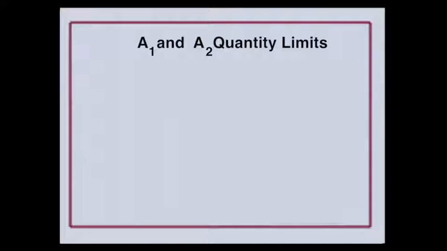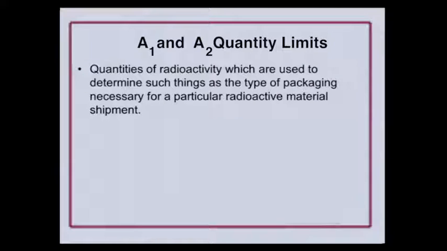Now, that becomes really important when we start talking about these terms. Because these terms, A1 and A2 quantity limits, are tied to special form and normal form. And they are quantities that are used to determine such things as the type of packaging for a particular type of radioactive material shipment. This is how we determine the packaging that is required for material that's going to be shipped. It's the A1, A2 value.